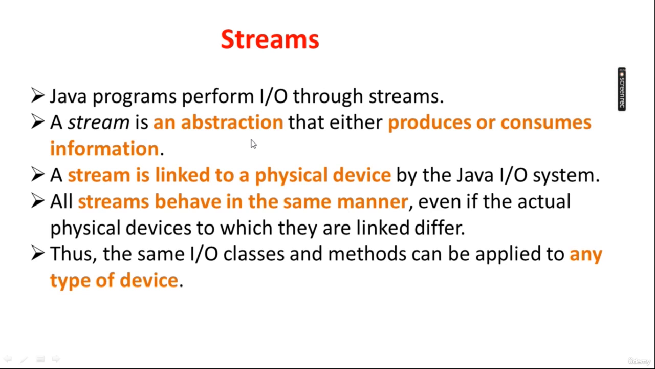A stream is linked to a physical device by the Java input output system, and all streams behave in the same manner irrespective of what devices you are using, even if the actual physical devices to which they are linked differ. So it may be your CD drive, your pen drive, or your console output with your monitor, like that. The same input output classes and methods can be applied to any type of device that you are using.